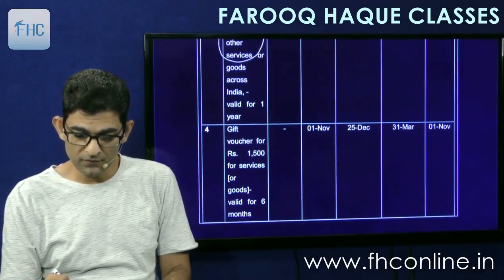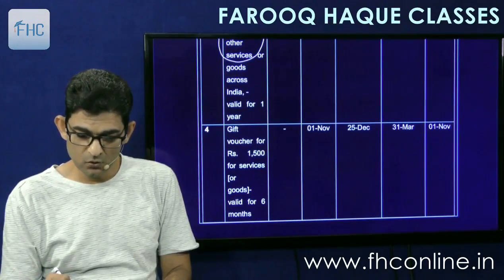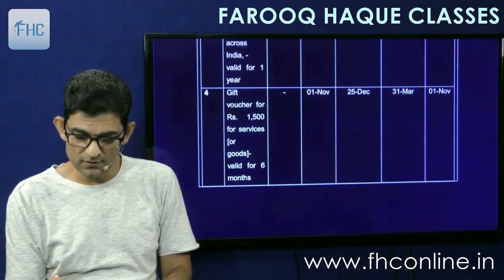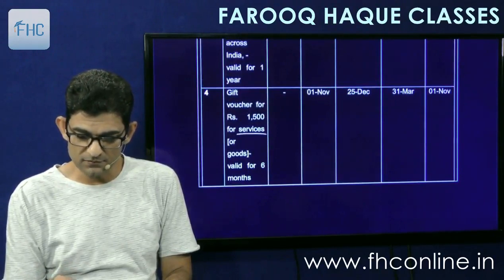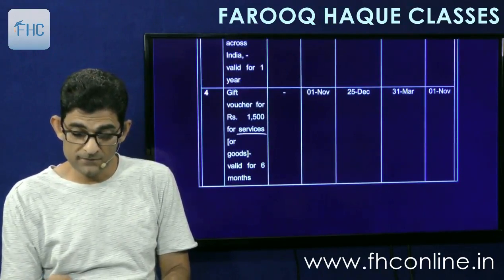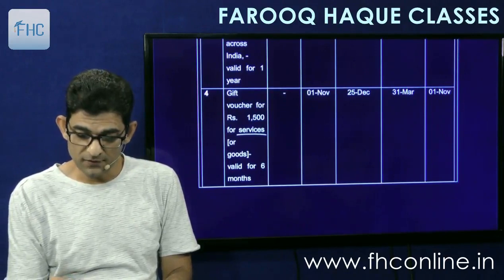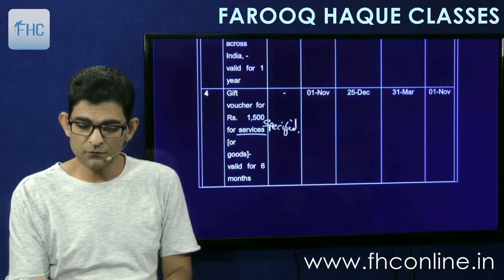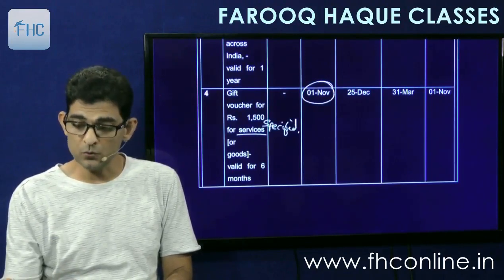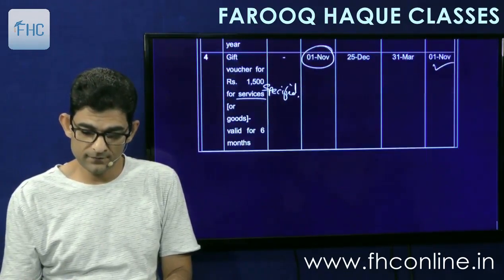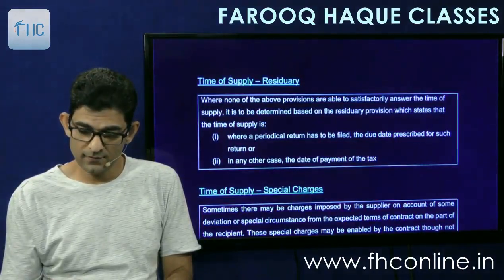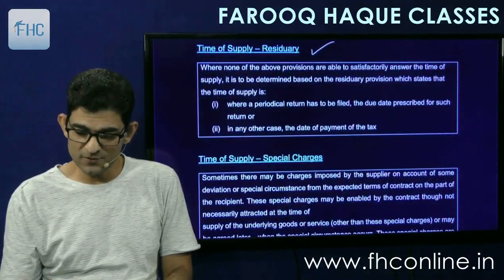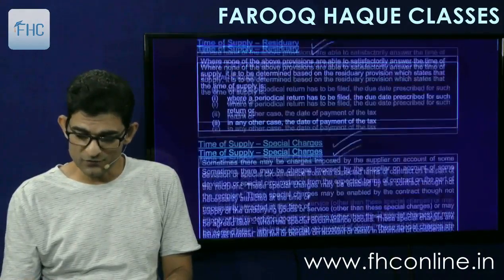Then gift voucher of 1500 for services or goods valid for 6 months. Now here again you can write specified services. It is specified. So therefore again the date of issue of voucher. And then the residuary is given. There is theory to be read and special charges. Very simple, both points.